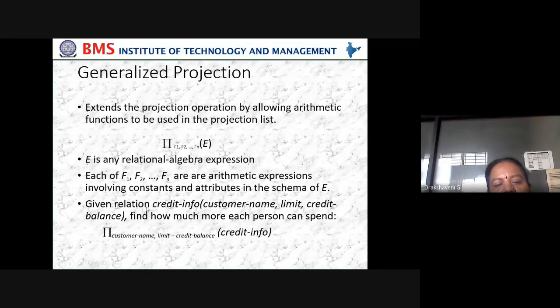So then given the relation credit info, customer name, limit, credit balance, find how much more each person can spend. So then you can see pi, the project operator, customer name, then limit minus credit balance.